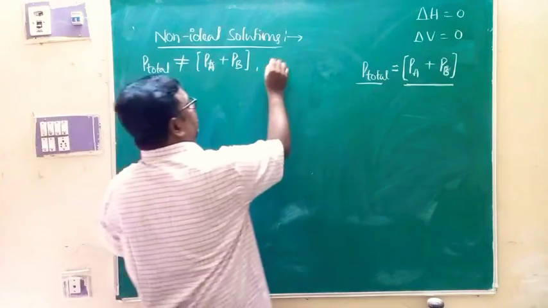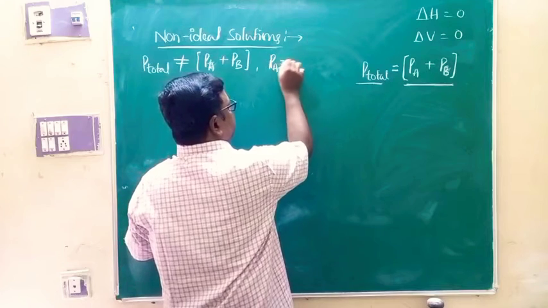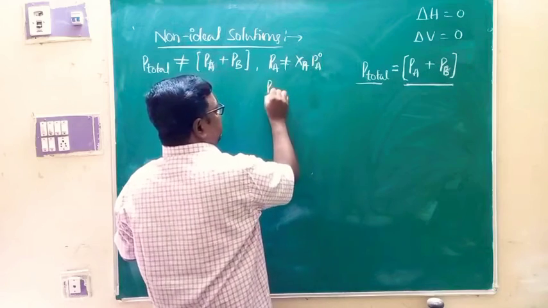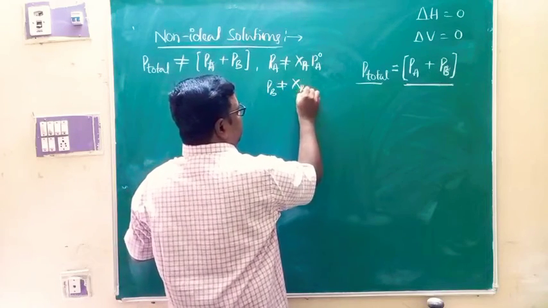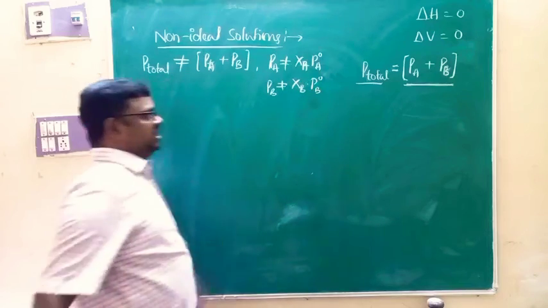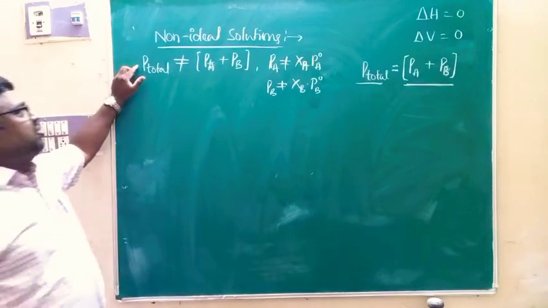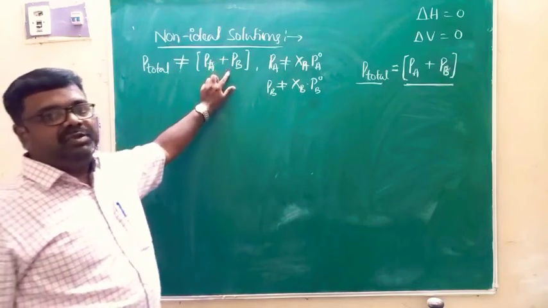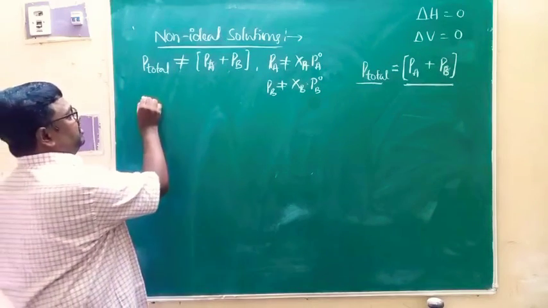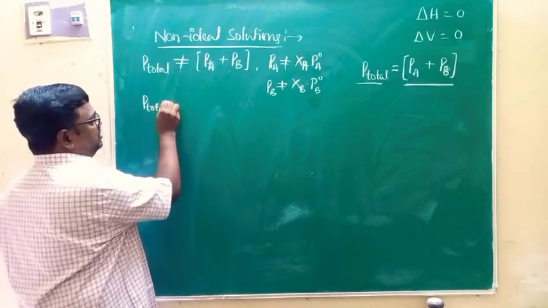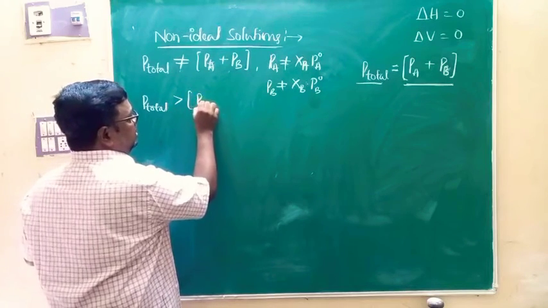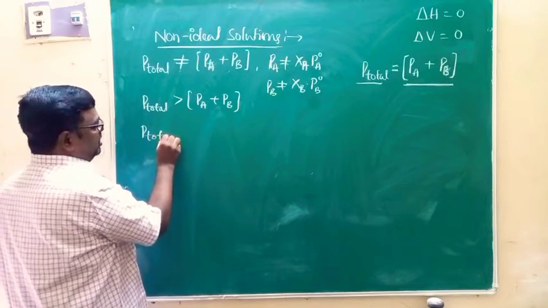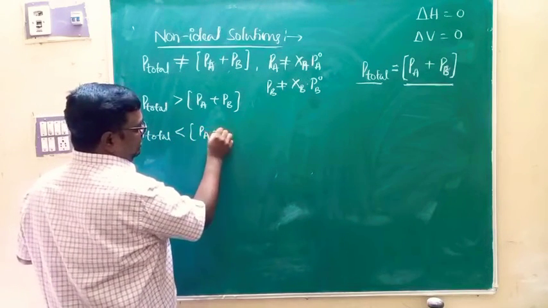Or you can say in the case of non-ideal solutions, PA is not equal to XA into P naught A, right? Or you can say PB is not equal to XB into P naught B. This is what we call non-ideal solutions. If I say the total vapor pressure of solution is not equal to the vapor pressure of solution as predicted by Raoult's law, there are two possibilities. The total vapor pressure of solution may be greater than PA plus PB. Another possibility is that the total vapor pressure of solution may be less than PA plus PB.